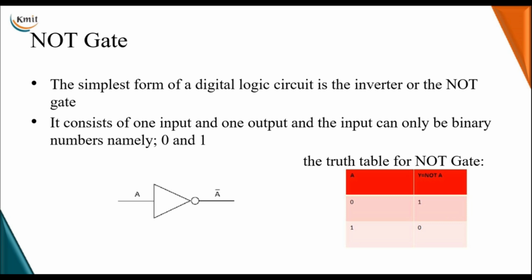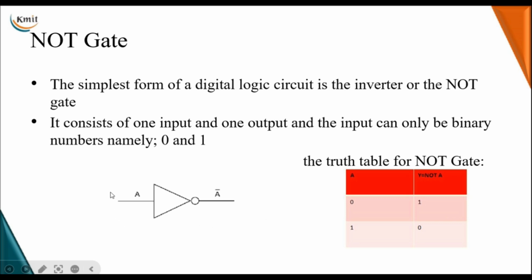A NOT gate is also called an inverter, and it is the simplest form of digital circuit, which always gives an output that is the complement of its input. For example, if we give an input with a binary value of 0, we obtain the complement of the input as the output of the inverter, which is logical 1. If you apply logical 1, you obtain logical 0 as the output.